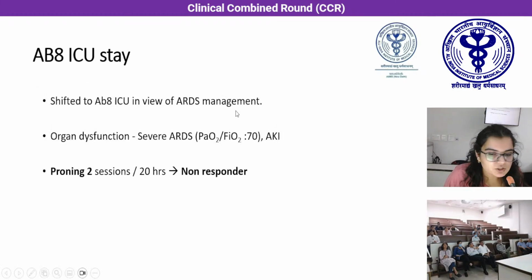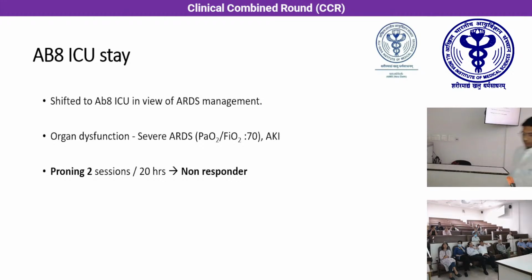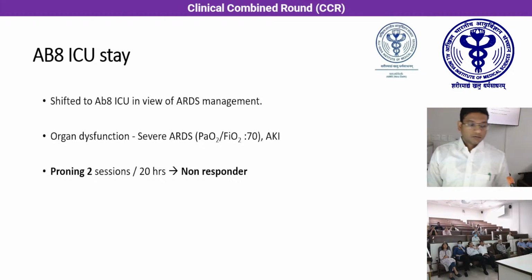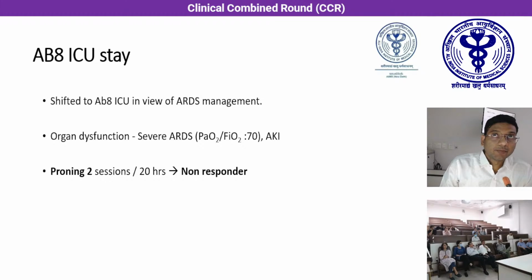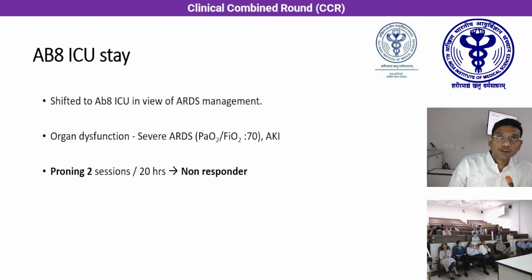Now the further presentation will be taken by Dr. Prashant. So this patient shifted to us from the ICU in the third week of pancreatitis when she had ARDS, which was worsened by probable hospital-acquired pneumonia, since the patient had a culture positive for Acinetobacter baumannii. When she shifted to us, she was in severe ARDS with a P/F ratio of 70 and acute kidney injury.